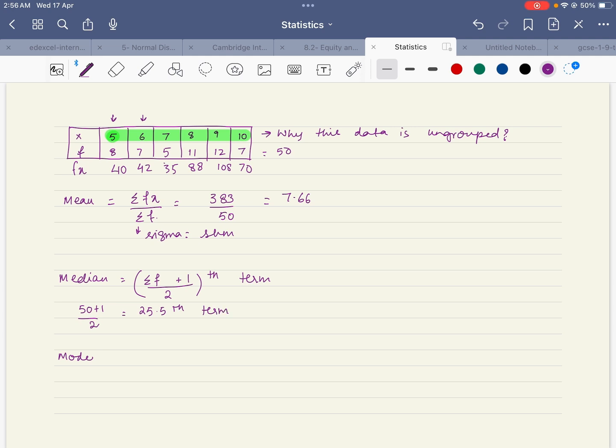How do I calculate the 25.5th term? We will calculate the 25th and the 26th term. So let's make a cumulative frequency table. This is 8, this is 15. 15 plus 5 is 20. 20 plus 11 is 31.